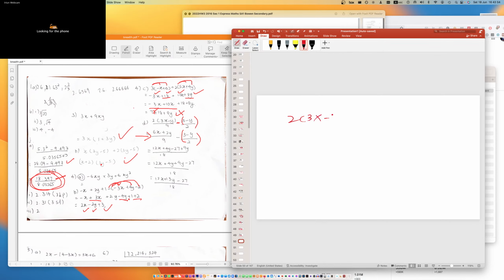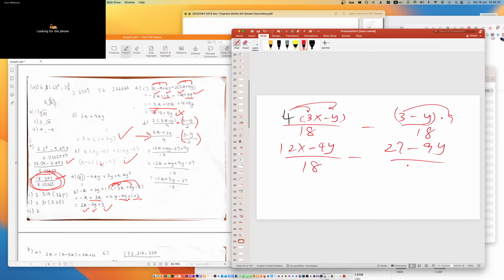So let me just write the question out. For this question, I know that I need to times a 2 here. I need to times a 9 here. And by the way, I need to times a 9 here is like the whole thing times a 9. Okay, good. So now I can simplify this into 4. Then this one is 18. Then for the next one, this is 18. Then I can continue. So this one, open bracket, 12x minus 4y, 18 minus 27 minus 9y, then 18. So that's good. Now, let me show you without the bracket.